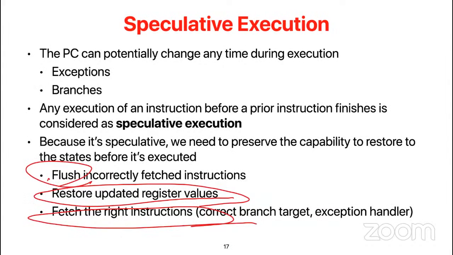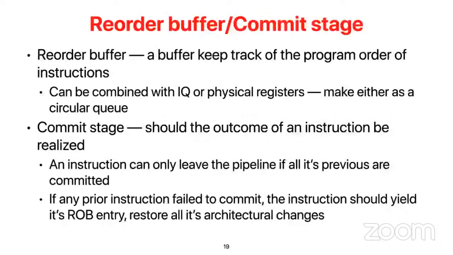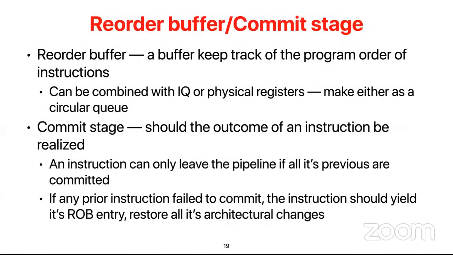So that's what we need to support speculative execution. It turns out that in the pipeline we just introduced, an additional architectural component that we need to add is called the ROB, the reorder buffer. The reorder buffer is nothing too special, but a buffer to keep track of the program order of instructions. In most of our implementations it is combined with the instruction queue by making the instruction queue a circular queue, and only retiring an instruction once everyone before the current entry finishes.